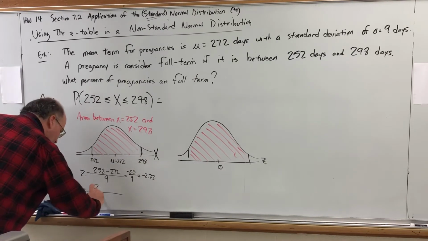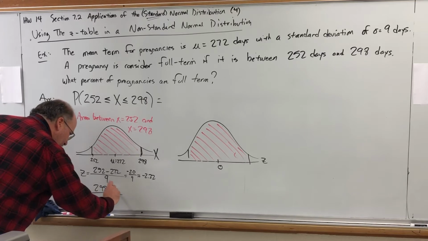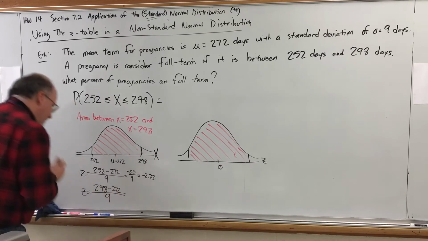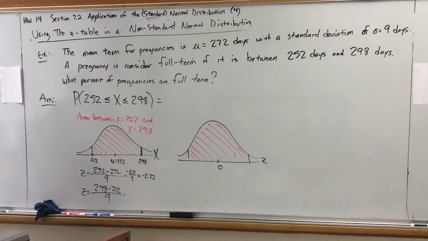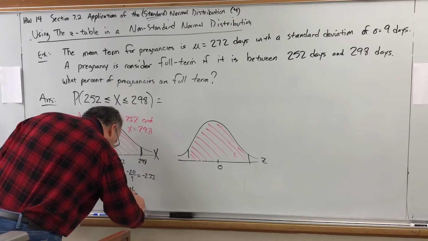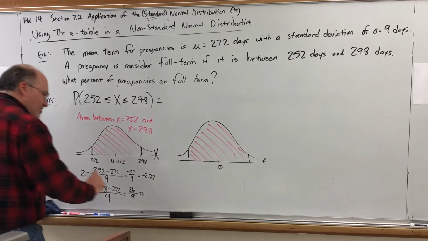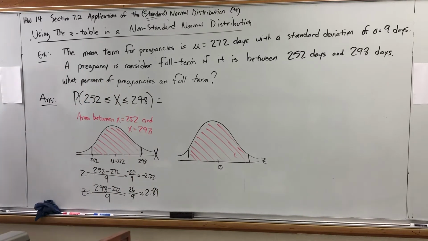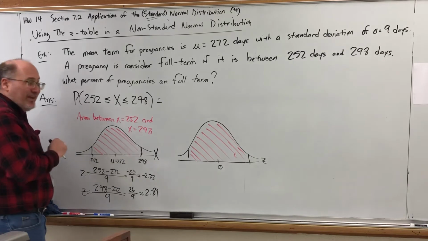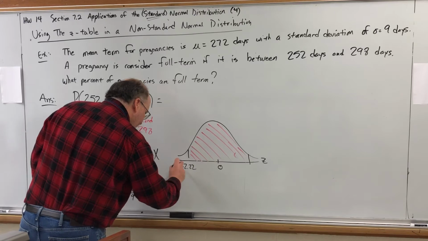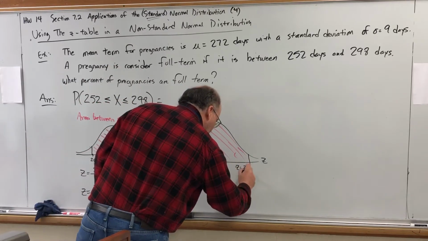But for the x on the right side of the shaded area, to calculate its z, it would be 298 minus the mean, 272, divided by the standard deviation, which is 9. The difference in those is a lot. It's 26, isn't it? Yes. 26 divided by 9. And if you divide that out, it's going to be about 2.89. So that means that the corresponding z-scores in the standard normal distribution are z equals negative 2.22 and z equals 2.89.